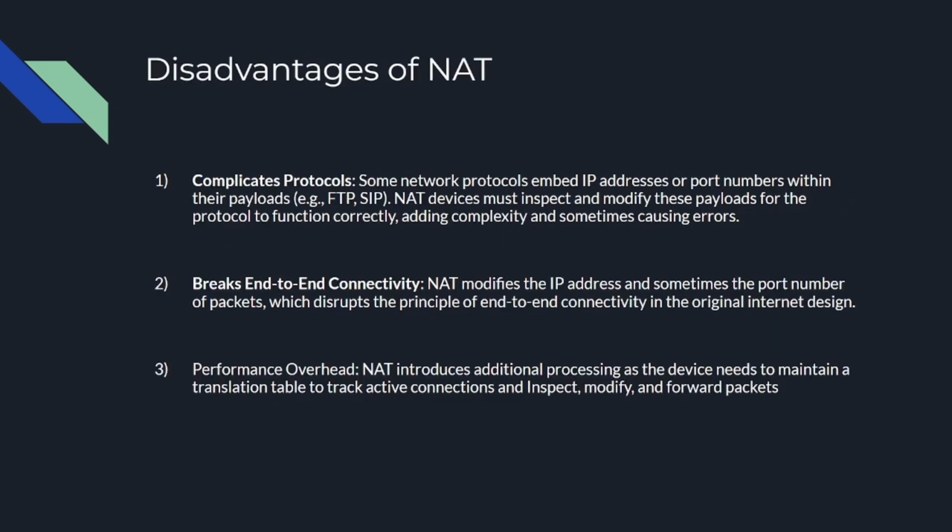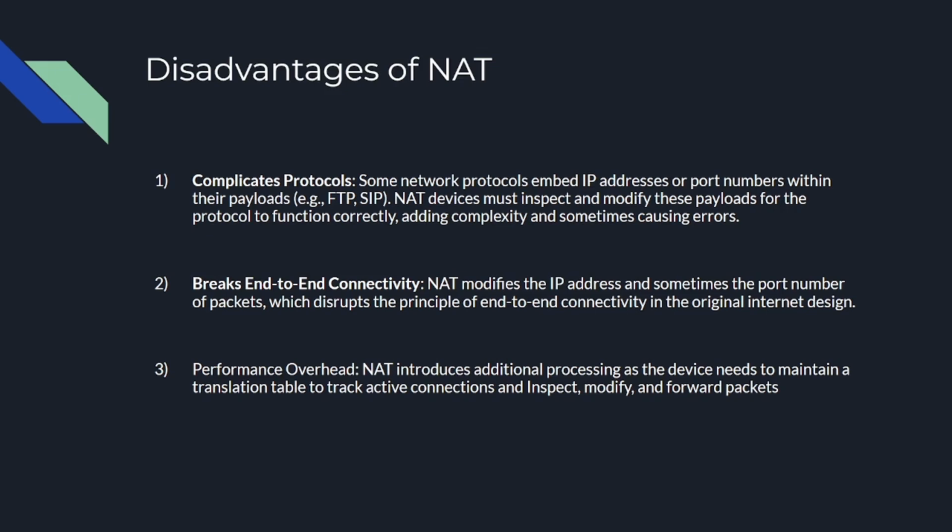And now we'll be discussing some disadvantages of NAT. So the first one is that it complicates protocols. Some network protocols embed IP addresses or port numbers within their payloads. The NAT device must inspect and modify these payloads for the protocol to function correctly, adding complexity and sometimes causing errors. Second, it breaks end-to-end connectivity. Basically, NAT modifies the IP addresses and sometimes the port numbers of packets, which disrupts the principle of end-to-end connectivity in the original internet design.